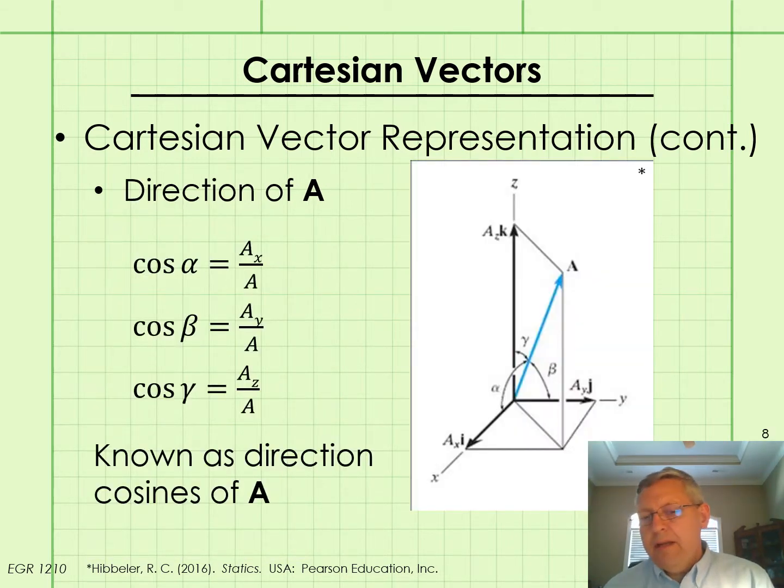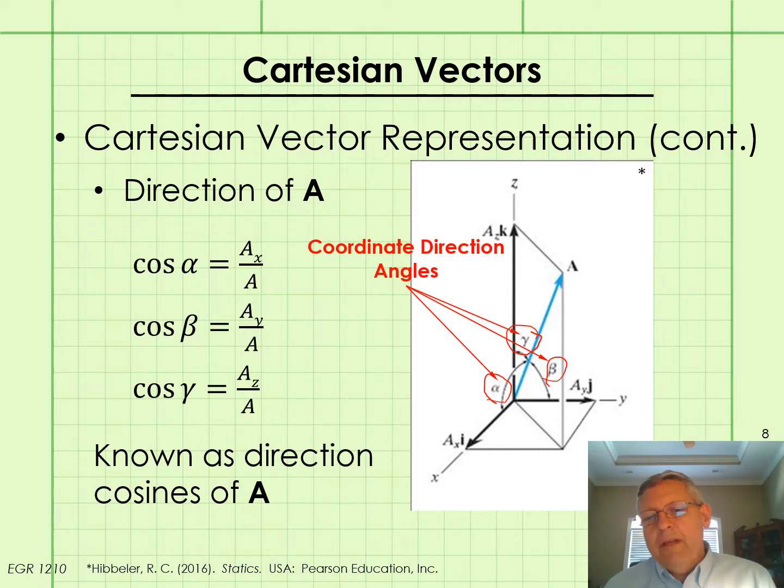The direction of A is defined by three angles. The angle between the x-axis and A, which we call alpha, the angle between the y-axis and A, which we call beta, and the angle between the z-axis and A, which we call gamma. These are known as the coordinate direction angles of A. The cosines of the coordinate direction angles can be expressed as follows.